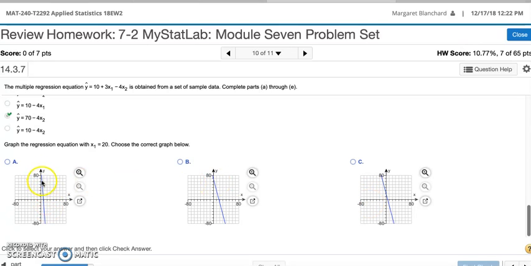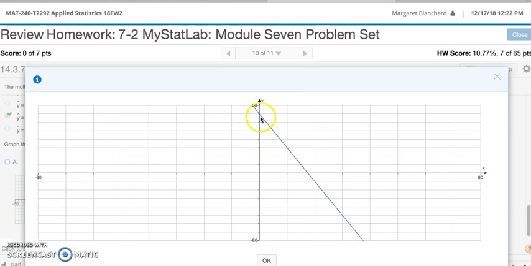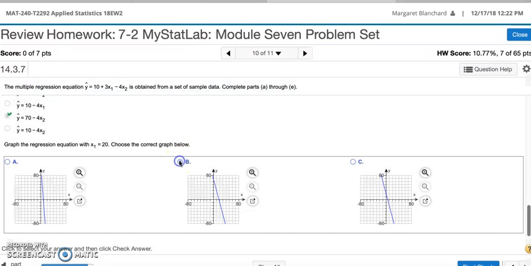This one doesn't look like it touches the y-axis at all before 80, so that one is likely not the answer. Let's take a look right here, because this looks like it's really close to 70. Let's open it up. Yep, it is right there at the 70 line. So we know our y-intercept here is 70 and our slope is negative. So let's double check.